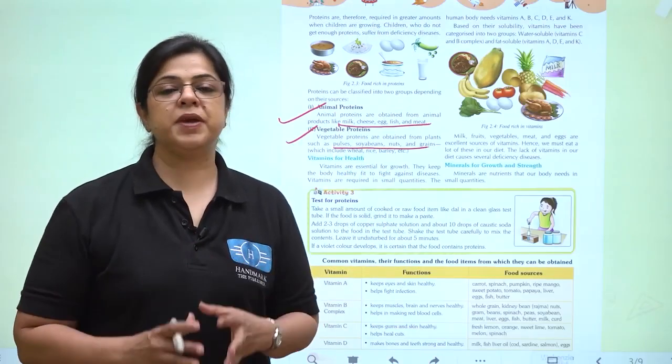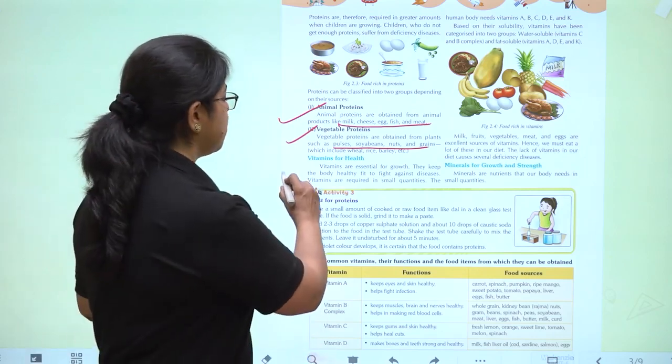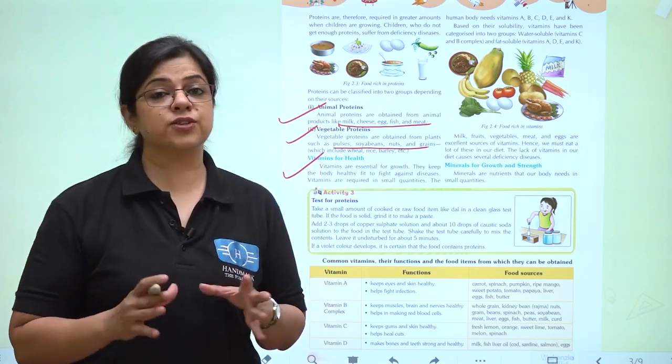Let's come to the next main category of nutrients that we obtain from food. They are vitamins. Vitamins are essential for growth.